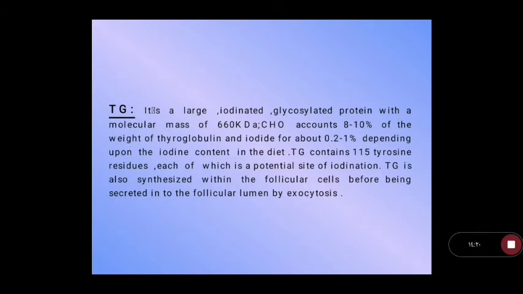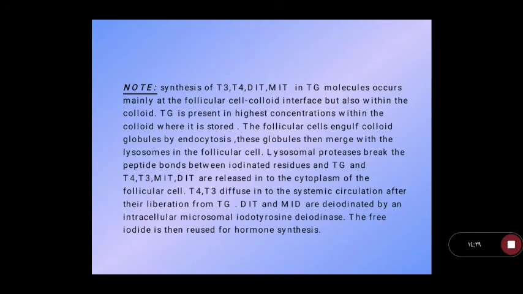It is synthesized within the follicular cell, as I told you before, before being secreted into the follicular lumen by exocytosis. Note: synthesis of T3, T4, di and mono in the thyroglobulin molecule occurs mainly at the follicular cell colloid surface, but also within the colloid. So the synthesis happens either between the surface of the cell and the follicle, or within the colloid itself.